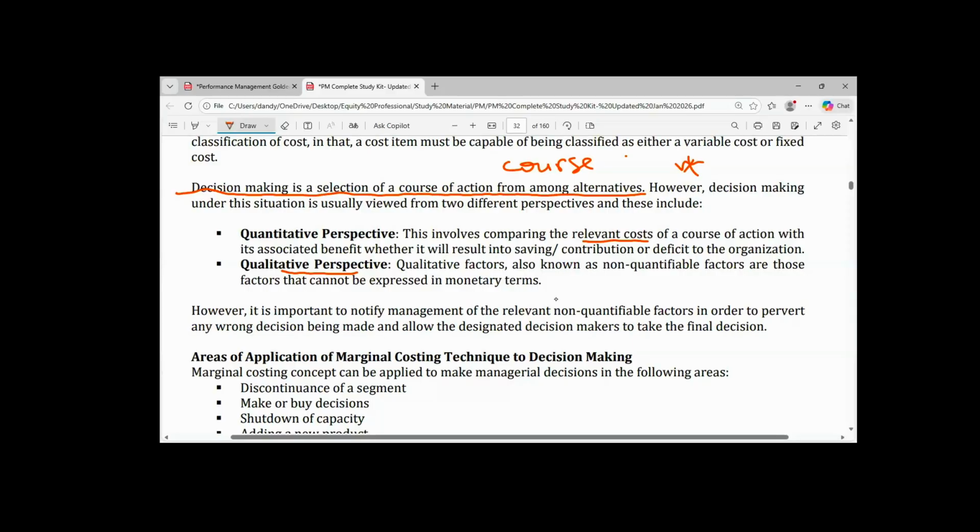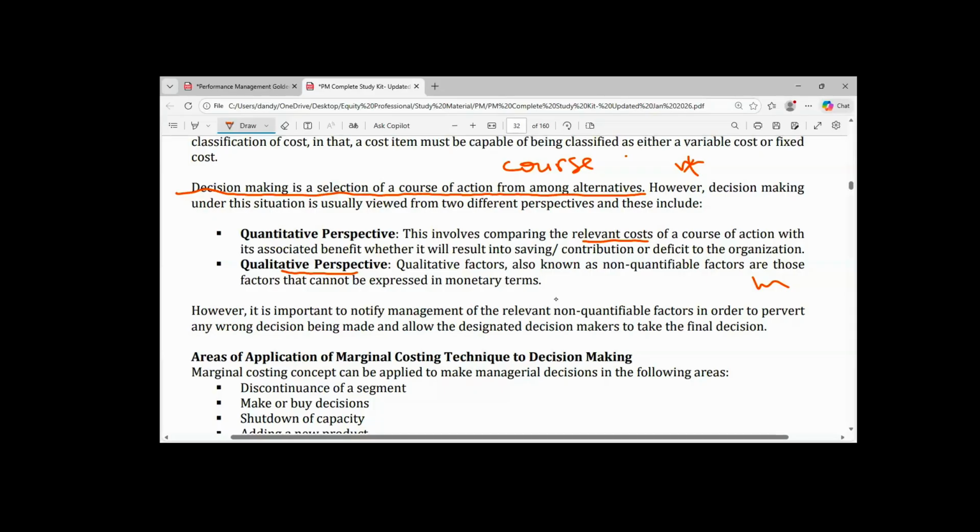So it is important that you, as a management accountant, call the attention of the management to the non-quantifiable factors and the decision that is to be made. This is because any wrong decision can cause financial losses for the organization, and when this happens, management will be looking for who to use as a scapegoat.